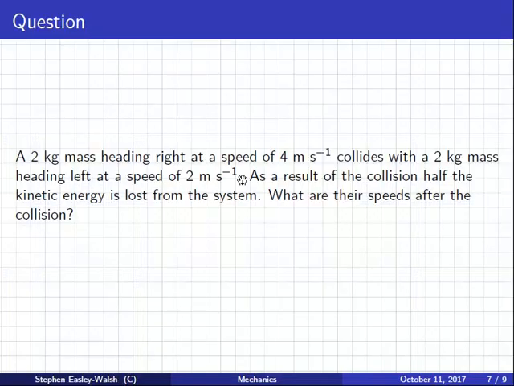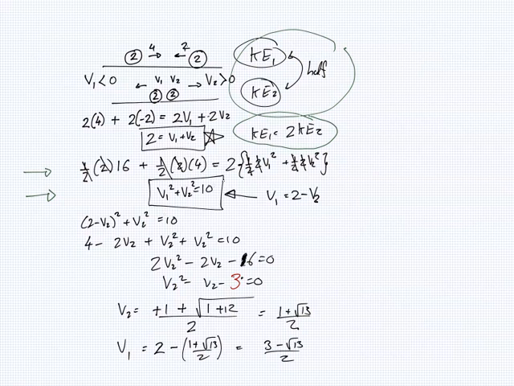I said in the question that half the kinetic energy is lost. So for example, if the kinetic energy here was 10 joules, then here it should be 5 joules. If the kinetic energy here is KE1, then this one should be a half KE1. In other words, this number here should be twice as big as this number. That's how I can make that.